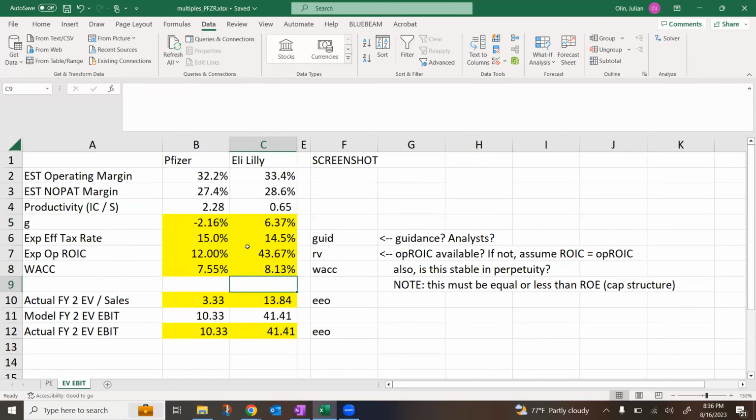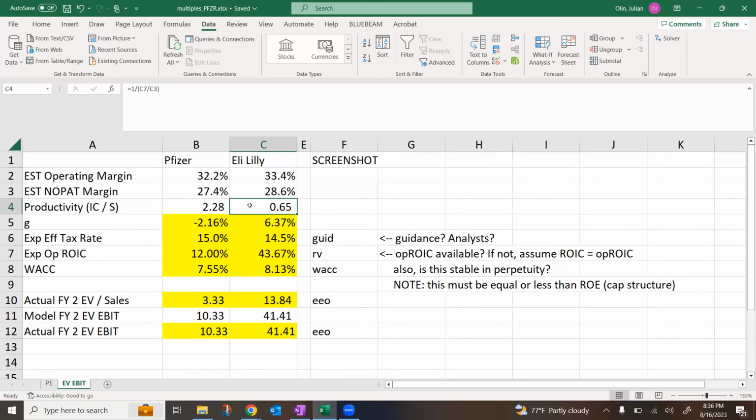So tell me about, because I think you're going to say similar things for EV to EBIT, tell me about EV to sales. Why is the EV to sales so much higher for Lilly than Pfizer? Because Lilly's a lot more productive. I mean, their operating margin is relatively comparable, but they're a lot more productive.